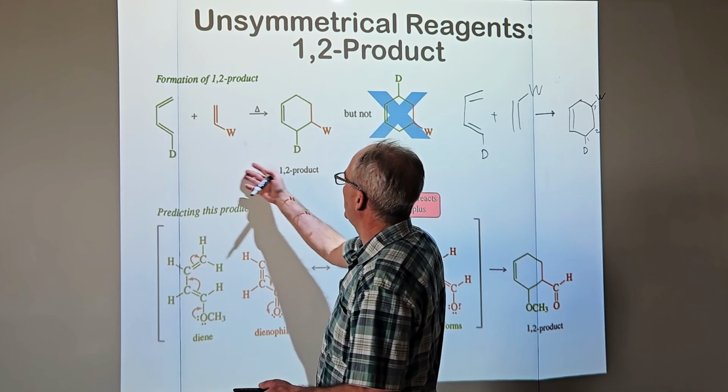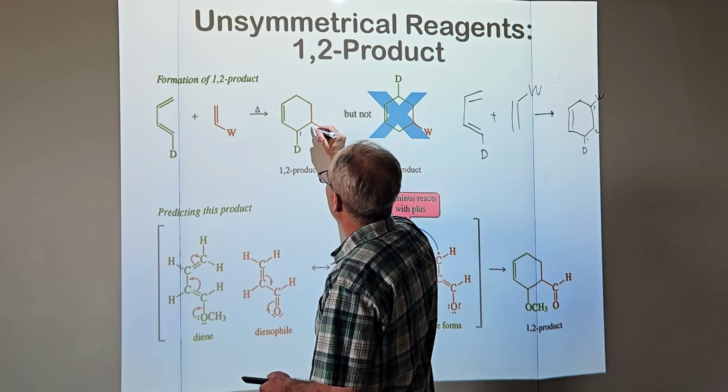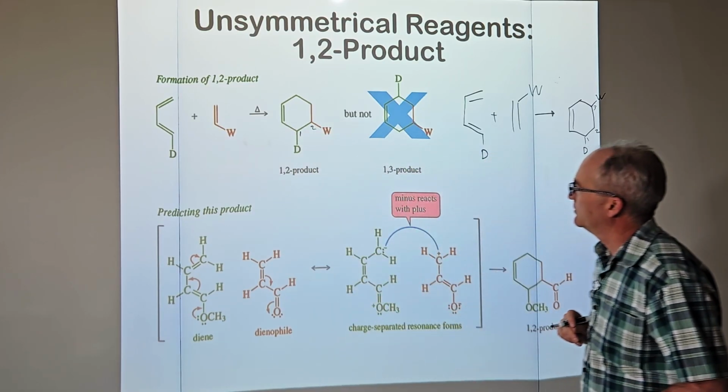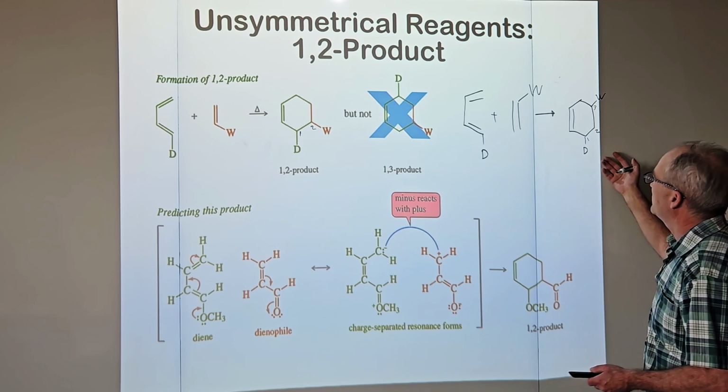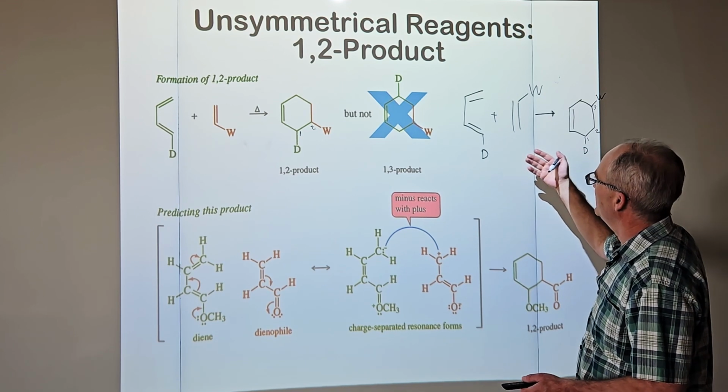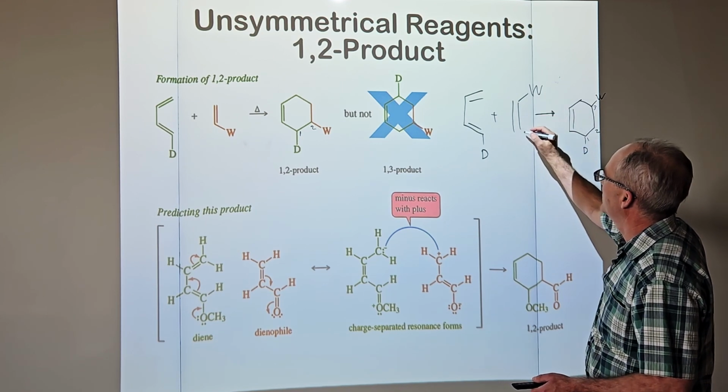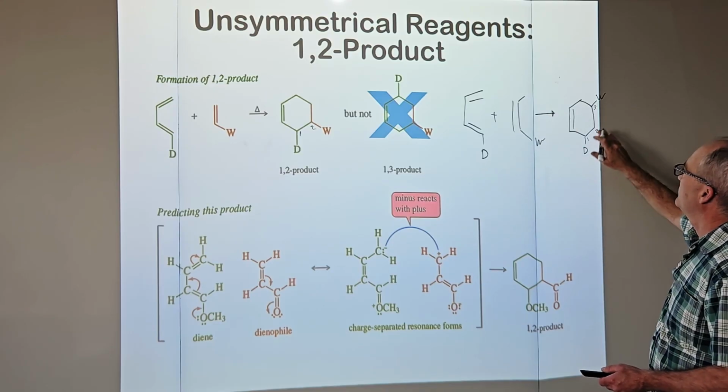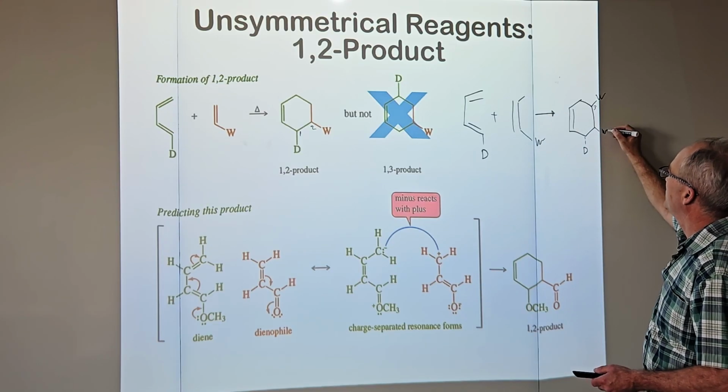Probably the best thing to do is put it together and see that it's the 1,2 product. Or if it's this way and you put it together and you get the 1,3, you're going to say, well, something different needs to happen. And you say it should really be like that. It's going to put W here.